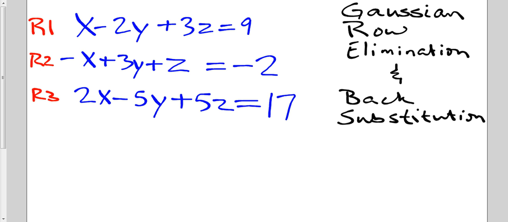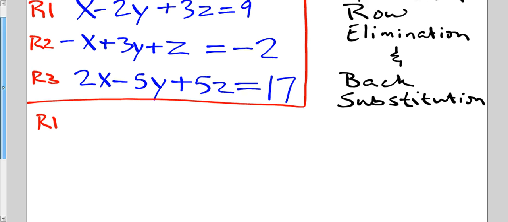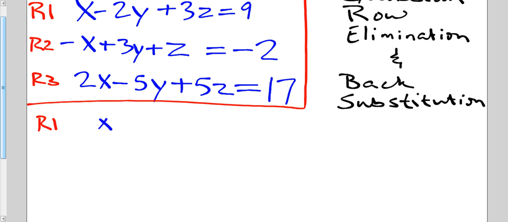Okay? Now, I'm going to keep row 1. Row 1 is x minus 2y plus 3z equals 9. But I'm going to make my new row 2 the sum of row 1 and row 2. So when I add row 1 and row 2 together, that's going to be my new row 2.